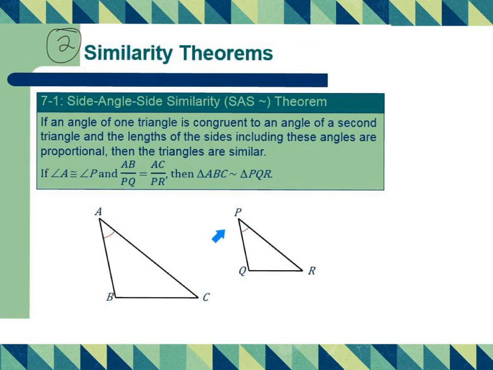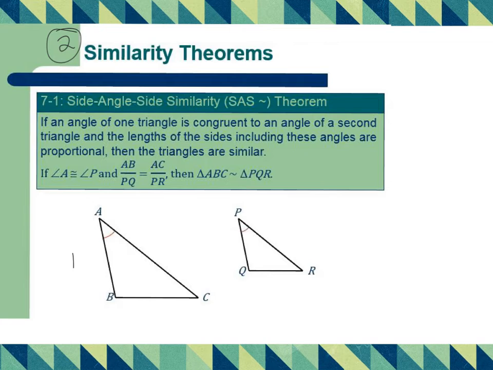So if angles A and P are congruent, side AB over PQ is equal to AC over PR, so these sides are proportional, then we can use this shortcut, and we don't need to even know angles B and C or Q and R or the lengths of side BC or QR. So let's just look at an example.